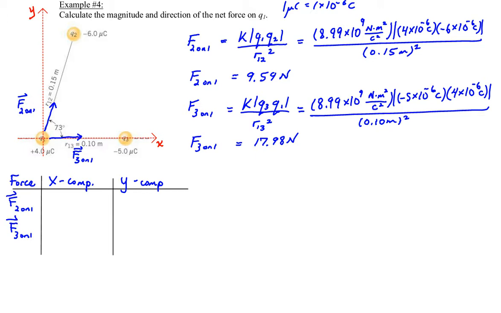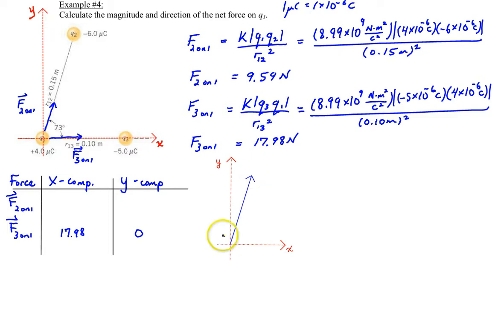Let's start with the easiest force. You can see force 3 on 1 is right along the x-axis. That means it has an x component of 17.98, and it has no y component because none of it is along the y-axis, so we're just going to put 0 there. Next, we have force 2 on 1. We need to break that up into components. We see there's a 73-degree angle with respect to the x-axis. To make this a little easier, in case you've forgotten this, I'm going to draw a triangle showing the x and y components for force 2 on 1.